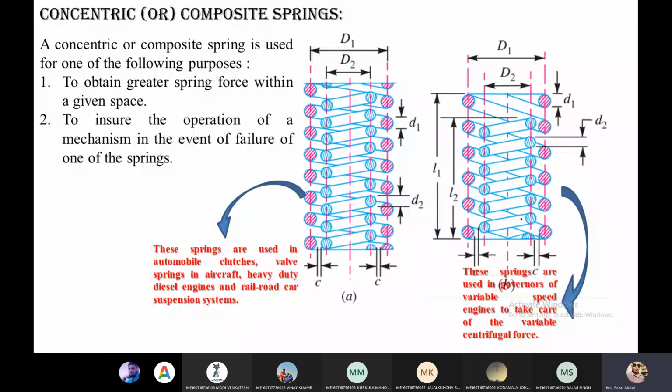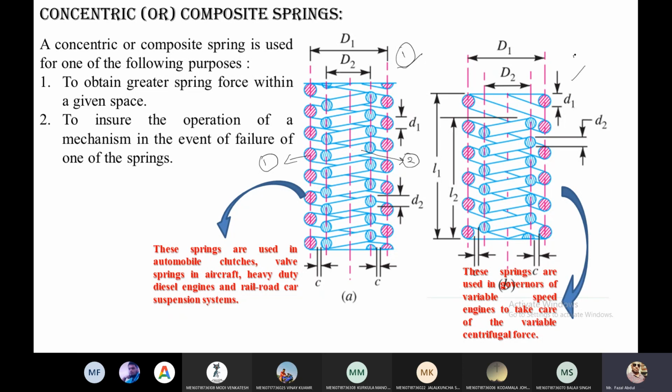See here, if we see the diagrams, two types of springs are appearing. This is one kind of concentric spring, and this is another type of concentric spring. So what is the difference here? In this first type of concentric spring, this is the number one spring, this is the number two spring. If you see, number one and number two both have the same length.